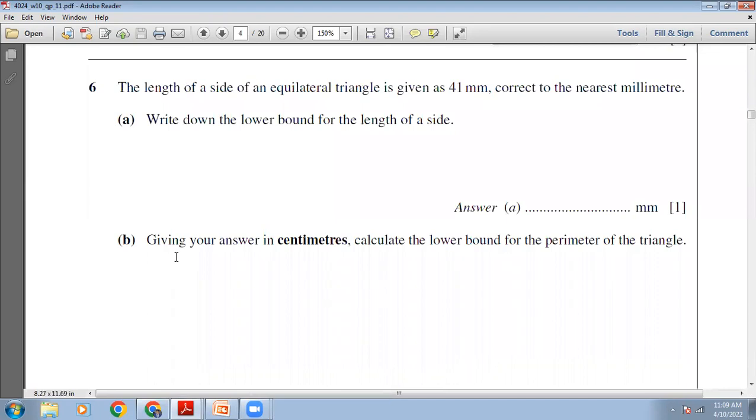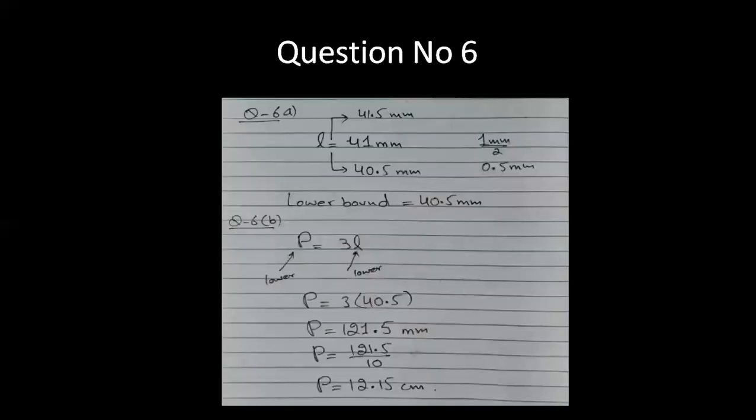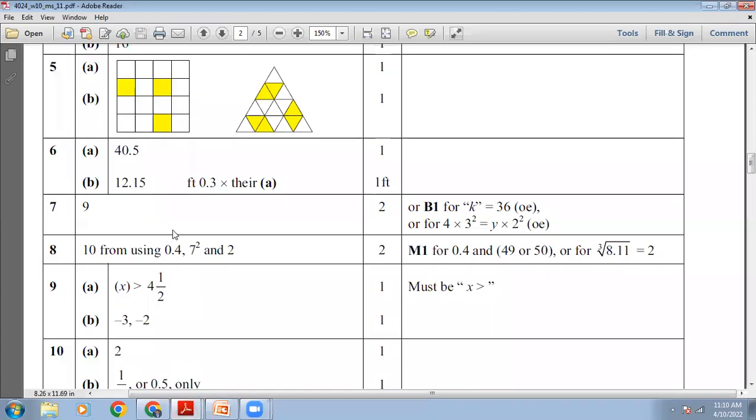The length of a side of an equilateral triangle is given as 41 millimeter, correct to the nearest millimeter. Write down the lower bound for the length of a side. So this is 41 millimeter long, and this is correct to the nearest millimeter. So 1 millimeter divided by 2 will be 0.5 millimeter. The main length is 41 millimeters. Add this and you get the upper bound, subtract it and you get the lower bound. So the lower bound of the length is 40.5 millimeter. 40.5 millimeter is the right answer, sir.